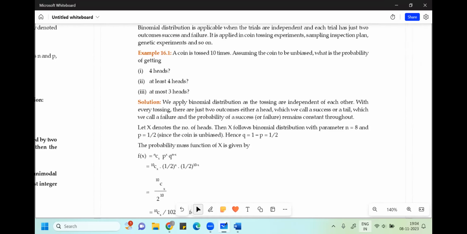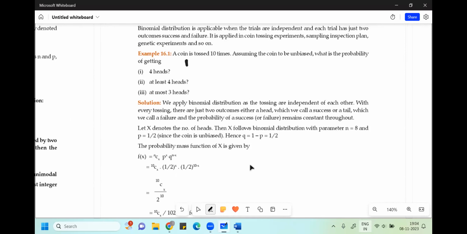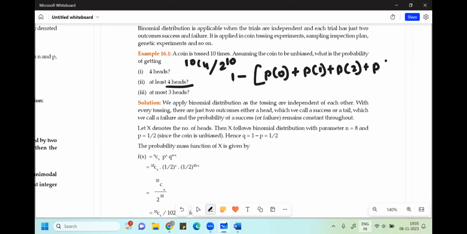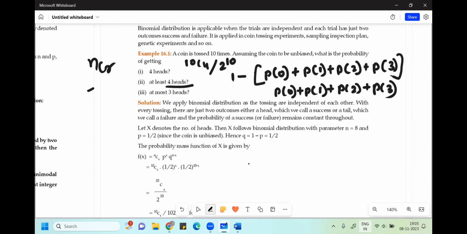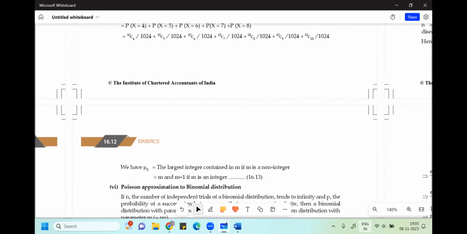Okay. So this question we have discussed, this would be 10C4 by 2 to the power 10. This would be 1 minus the probability of getting 0 head plus 1 head plus 2 head plus 3 head. How to get heads and all, I told you. At most 3 heads means 0 head plus 1 head plus 2 head plus 3 head. Any doubt, anyone? Just use the formula nCr by 2 to the power n. The moment you use the formula, you'll get the answer.